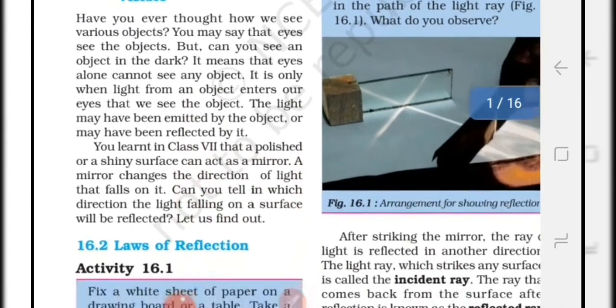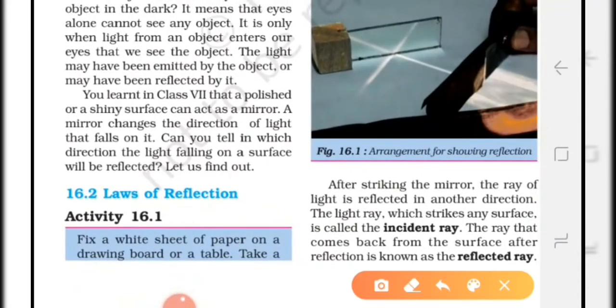Now let us move to the next topic, laws of reflection. First let us know what is reflection. When a ray of light falls on the surface of an object, the object sends the light back. So the process of sending back the ray of light which falls on the surface of an object is called reflection of light. Students, you have done this activity in the previous class. When a ray of light falls on the mirror, the mirror changes the direction of light. A mirror is a polished surface and it reflects most of the light that falls on it.